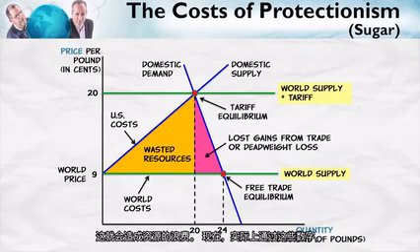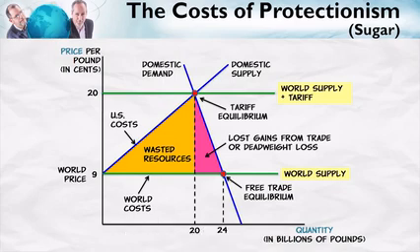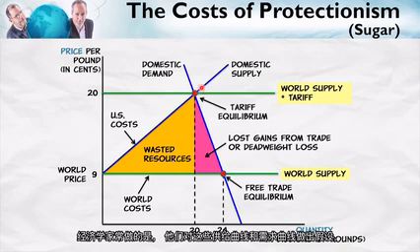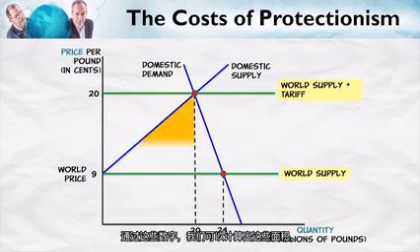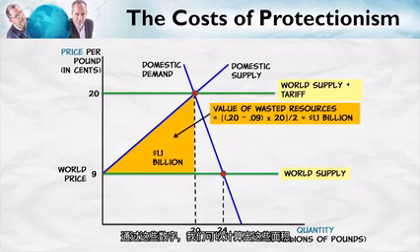Now, in fact, with these numbers, we can calculate the sizes or the amount of these wasted resources. And what economists do quite often is they make assumptions about these supply curves and these demand curves, and they can make some of these calculations. Let's take a quick look. So with these numbers, we can calculate these areas.